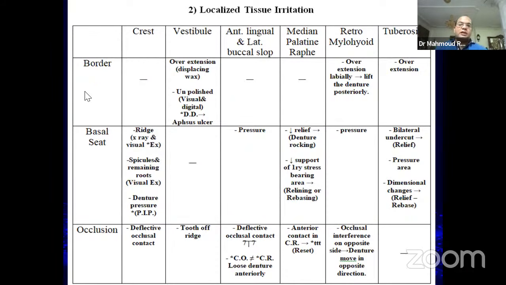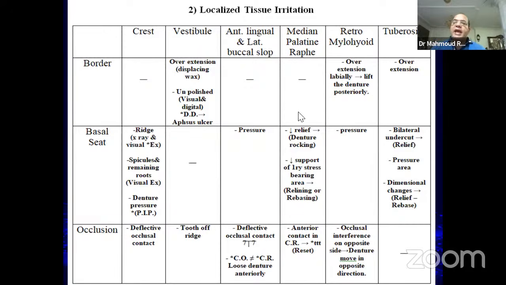Okay, the border will cause irritation mainly in the vestibule, as we see here. Overextension can cause an irritation. We can diagnose it by displacing wax over the overextended border. If the wax is displaced completely from the border, this means that we have an overextension. Take into consideration that the patient may have an abscess ulcer in the vestibule, so you must differentiate between the traumatic ulcer and the abscess ulcer, so as not to misdiagnose the condition.